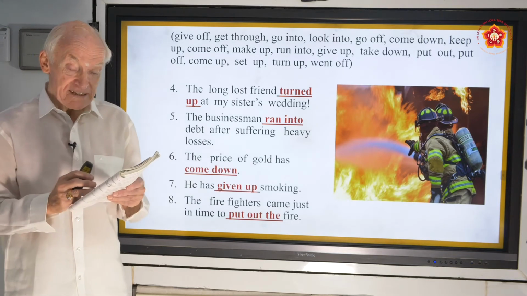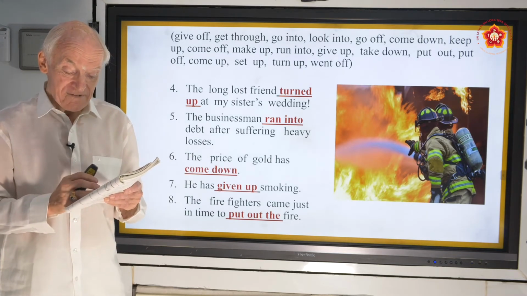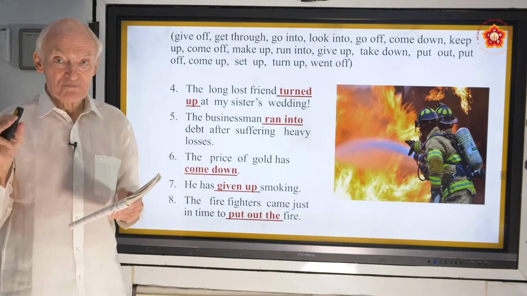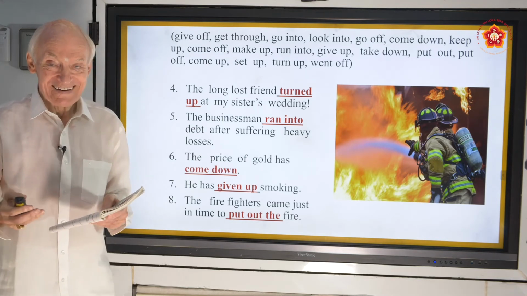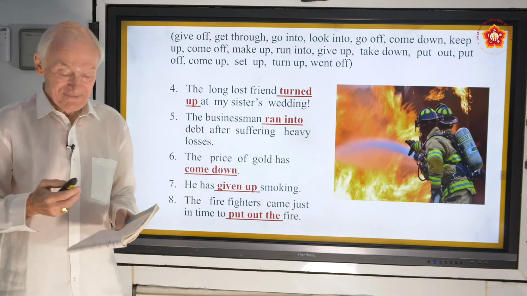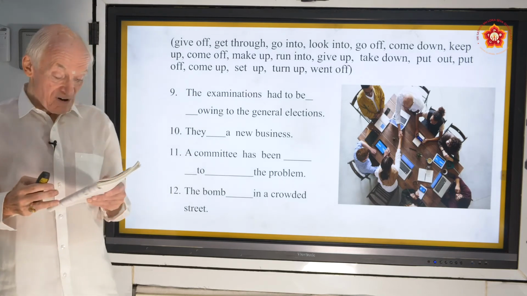He has given up smoking, and the firefighters came just in time to put out the fire. Okay, so the fire is no longer burning. Let's go to some more.